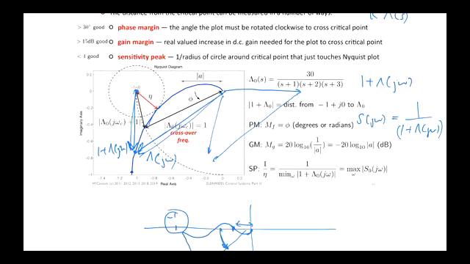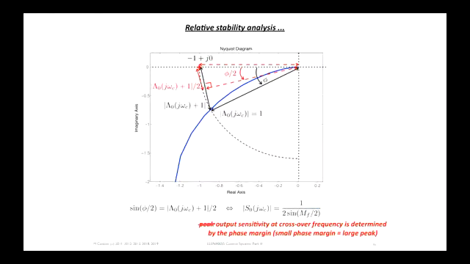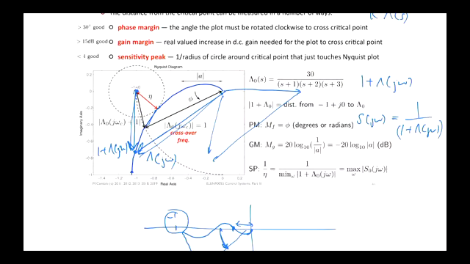Keeping away from a circle drawn around here keeps the peak below a certain level. So you've just got to take care when interpreting phase and gain margins. We've run out of time today, so we'll pick up from here on Thursday.